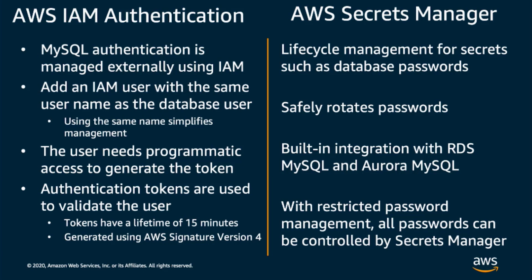And also we have Secrets Manager. Some applications have requirements that they need to rotate their passwords. So you can leverage Secrets Manager, where you can keep your master user and password, and then using a simple API call or CLI call, you can call Secrets Manager, get the credentials, and then connect to your RDS instance. This is tightly integrated with RDS MySQL and Aurora MySQL as well.